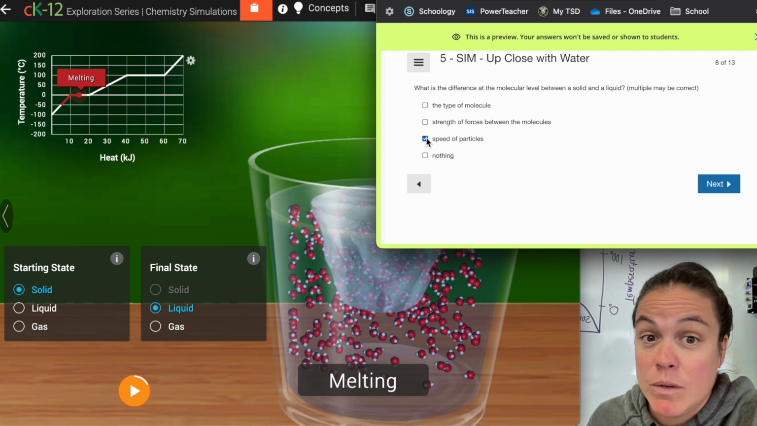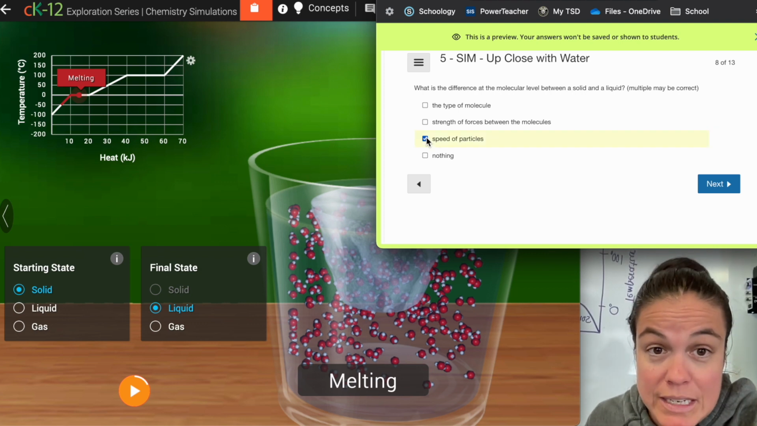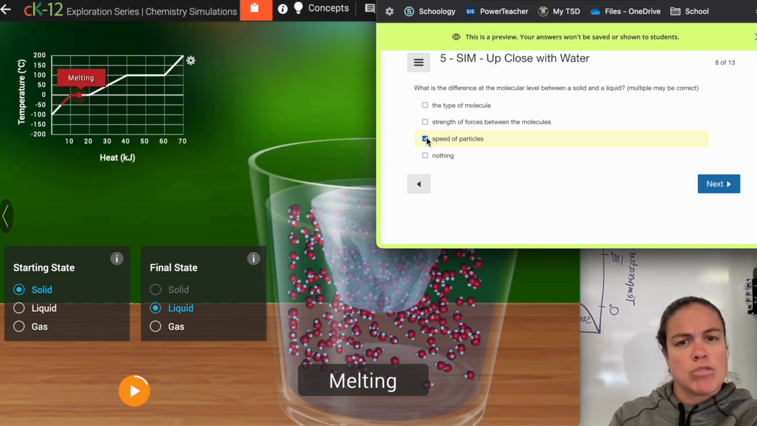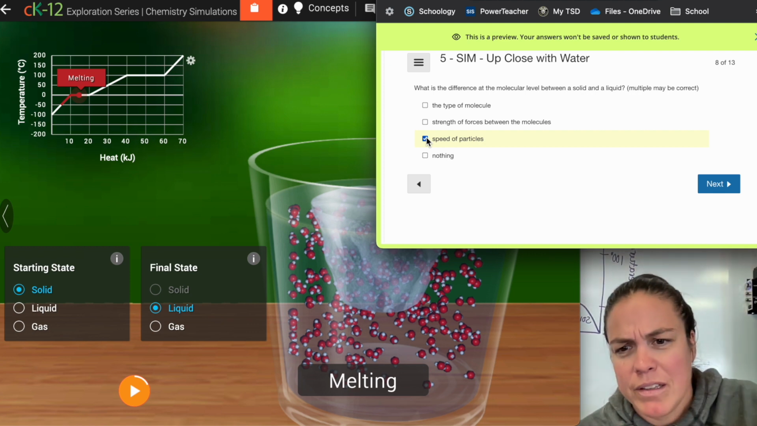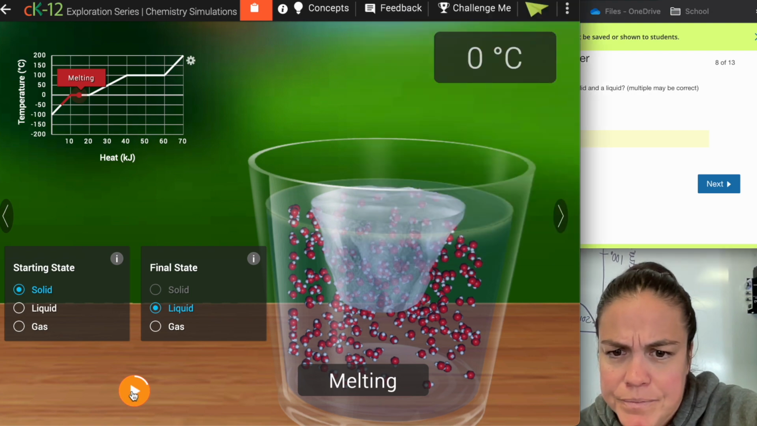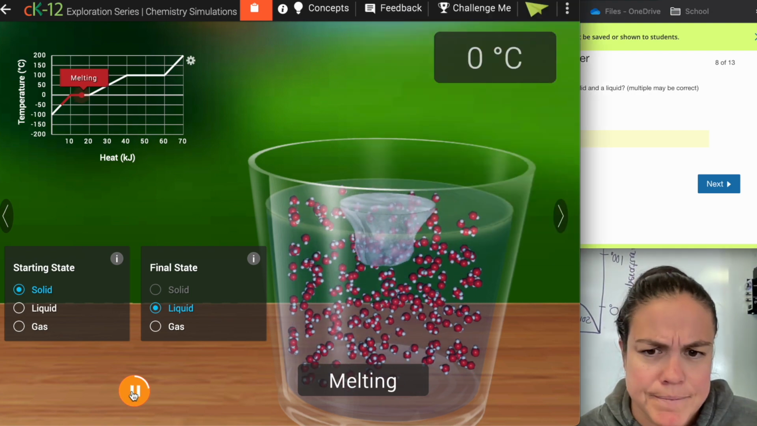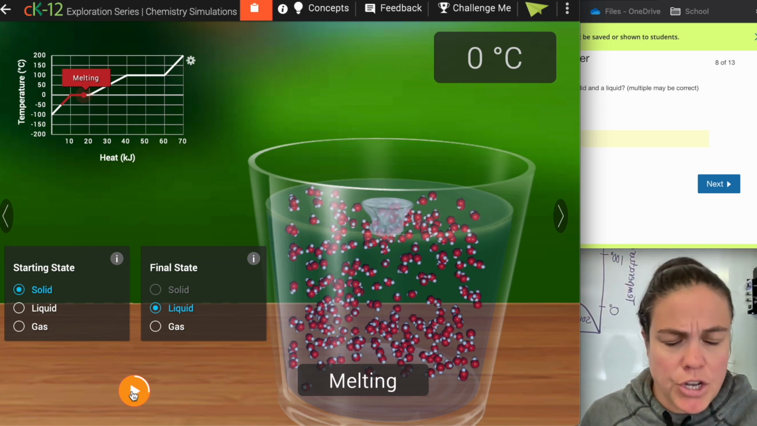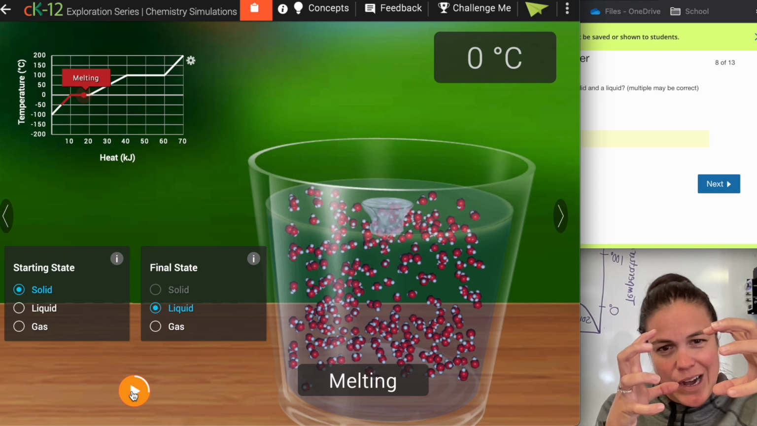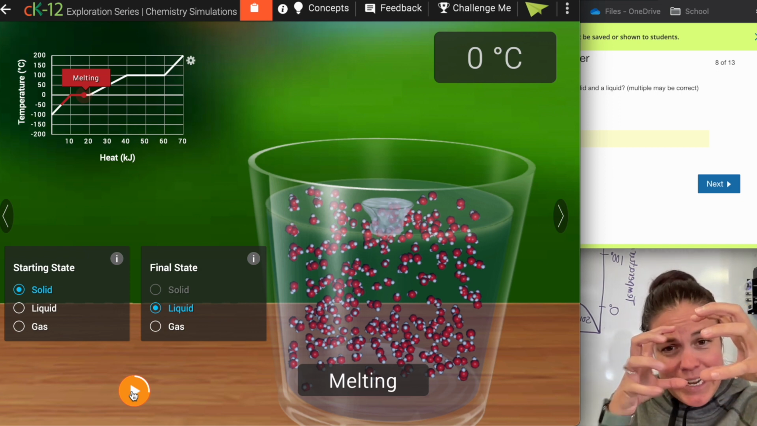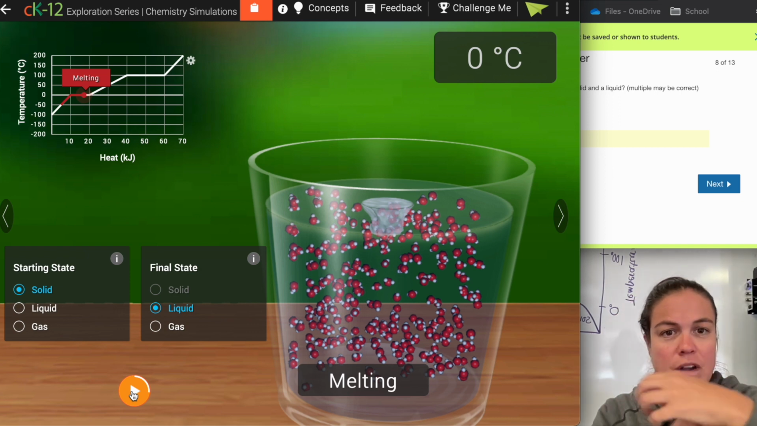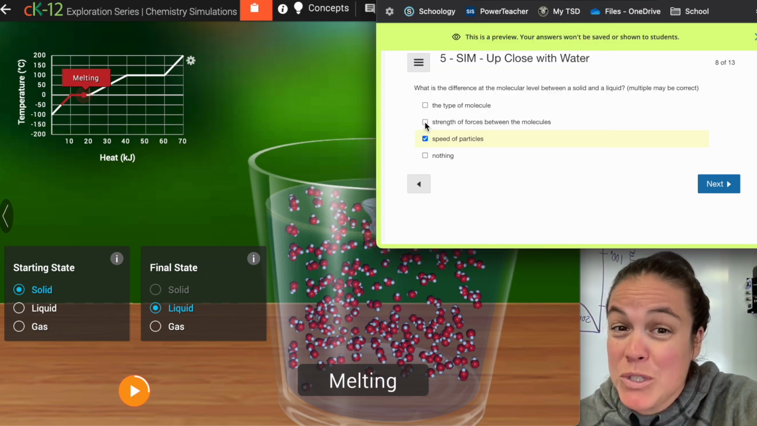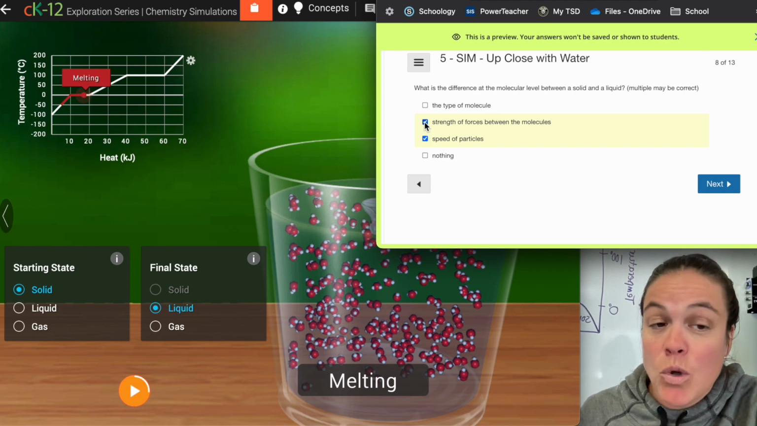How about the speed? We definitely know that the speed is going to be different. So the one I'm not really sure about is the strength of forces between the molecules. Is there any evidence here that would suggest it? Well, if you're looking at the ice phase, you're going to notice that the molecules are staying put. In the liquid phase, they're moving around. So it does turn out that the strength of force between the molecules is going to be different.